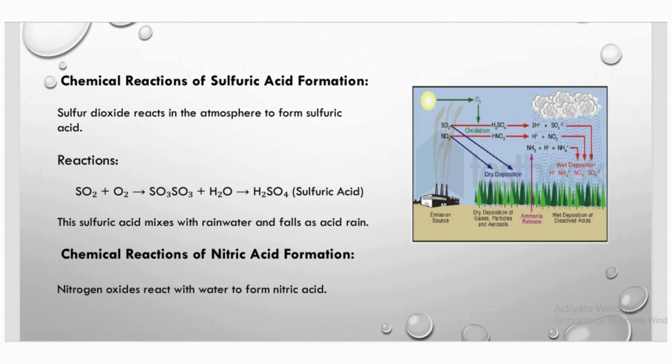So now there is the question of the chemical reactions of sulfuric acid formation. Sulfur dioxide reacts in the atmosphere to form sulfuric acid. For example, sulfur dioxide and oxygen react to form sulfuric acid as a byproduct. This sulfuric acid mixes with rainwater and falls as acid rain. In the chemical reaction of nitric acid formation, nitrogen oxides react with water to form nitric acid.